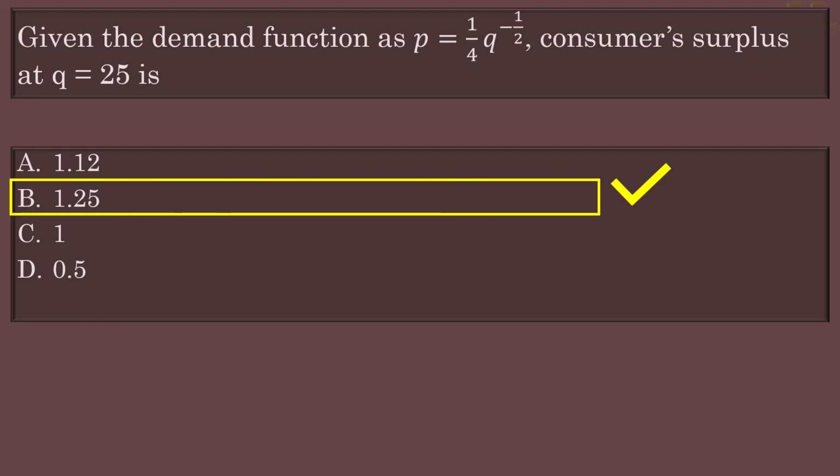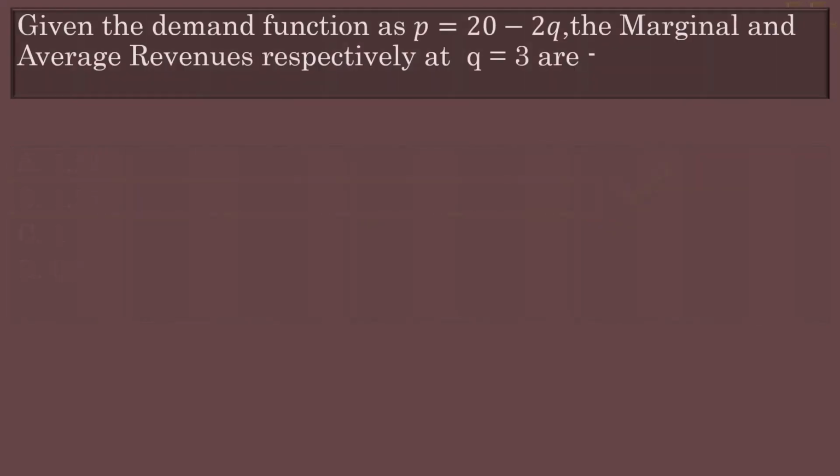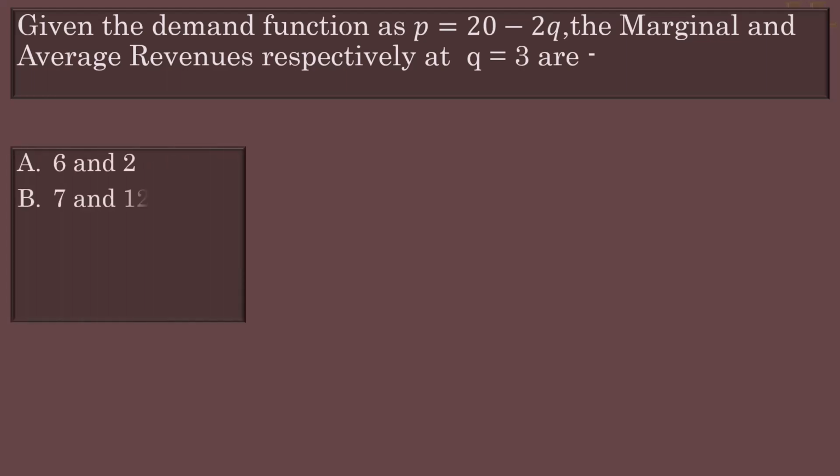This is consumer surplus. Given the demand function as P equal to 20 minus 2Q, the marginal and average revenues respectively at Q equal to 3 are options 6 and 2, 7 and 12, 8 and 14, 11 and 15. Before answering this question, please look at this video clip. This will help you to find the answer.